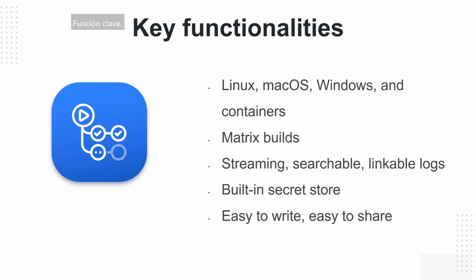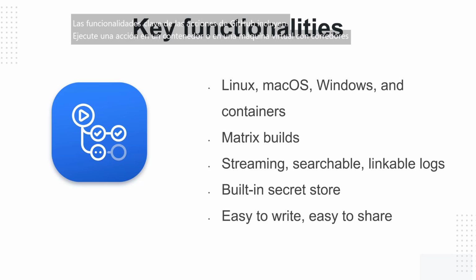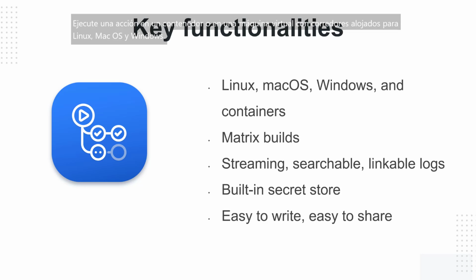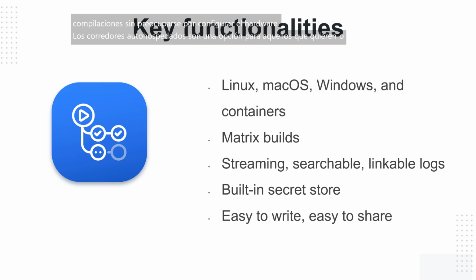Key functionalities of GitHub Actions include: run an action in a container or in a virtual machine with hosted runners for Linux, macOS, and Windows. Free on public repos on github.com, so you can run deployments and builds without worrying about setting up hardware. Self-hosted runners are an option for those who do want or need to set up their own hardware. Actions also supports matrix builds, so you can run parallel jobs across OS versions, runtime versions, or any variable you want to use to multiply your workflows. Example, if you wanted to deploy 3 different versions of Node.